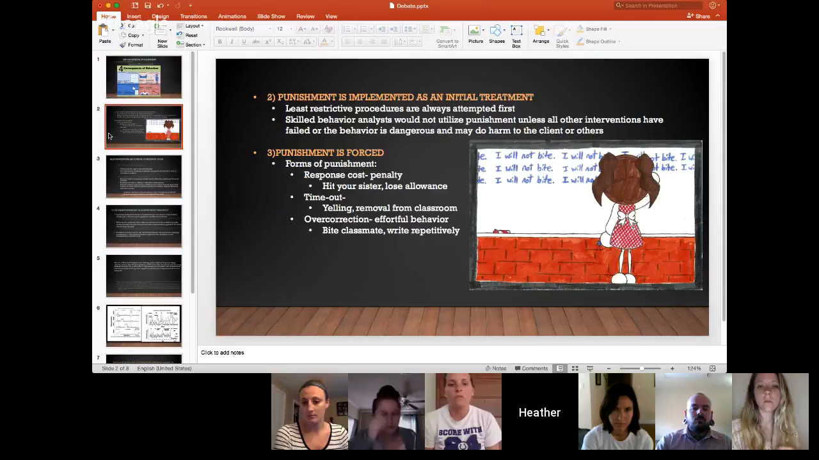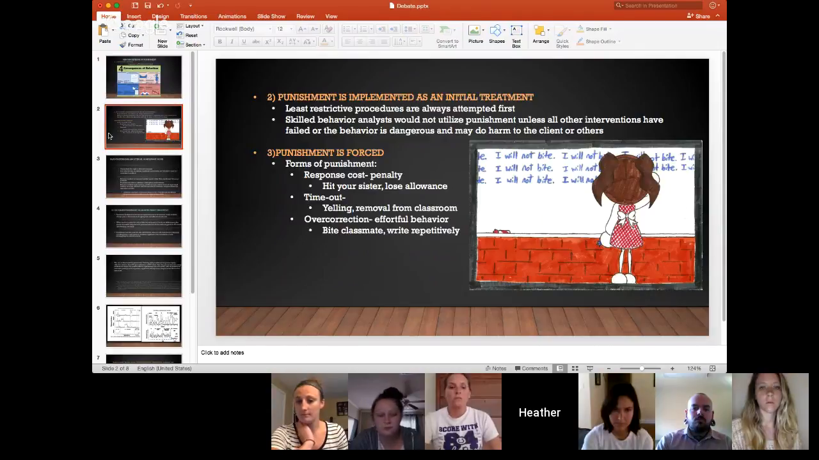Some feel that punishment in ABA is forced, but punishment occurs daily in its natural form all the time, as we saw before in the previous slide. Other examples from applied behavior analysis include response cost, which is a penalty. So if you hit your sister and lose your allowance, that's your penalty. Timeout would be something like yelling and you get removed from the classroom or you go to detention. Overcorrection is having the individual engage in an effortful behavior. So if they bite a classmate, the infamous punishment of filling the blackboard in with "I will not bite," as you can see, may be implemented.